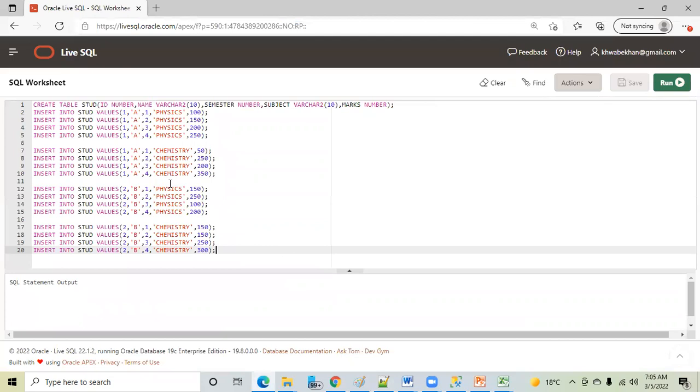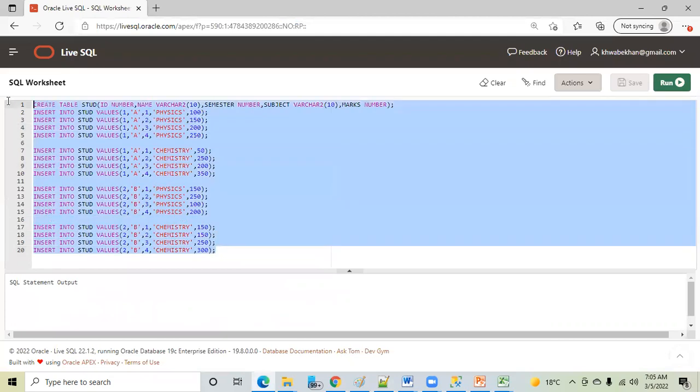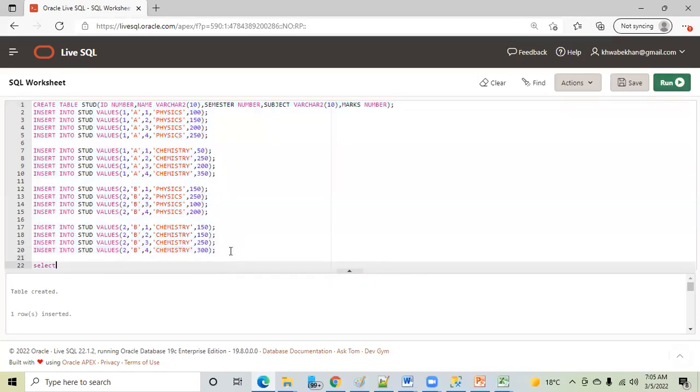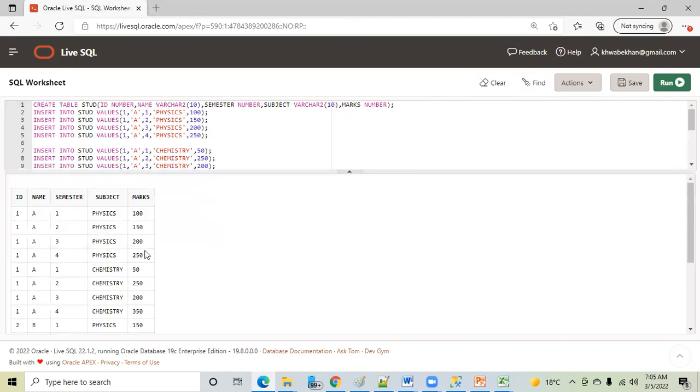Okay. So let me create this. The table is created and rows are inserted. Let's start. Student. Some background noise is coming. Okay, fine. So this is your student table, and this is the data.